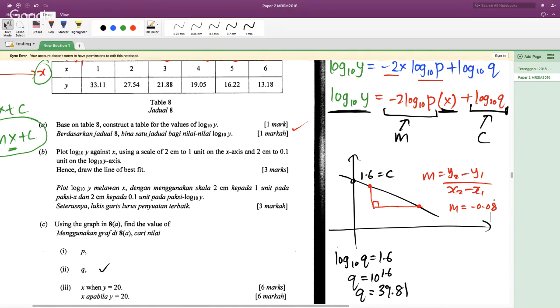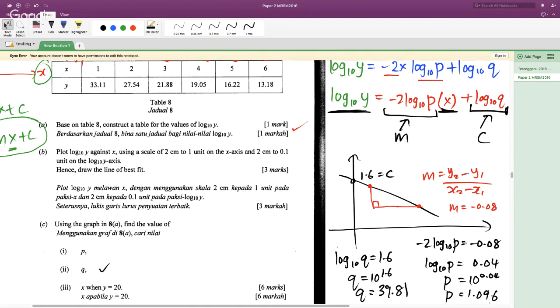So after you get the m value, you know that negative 2 log 10p equals negative 0.08. So therefore, you have to find p. So log 10p equals 0.04. So p is just 10 power of 0.04. Then you should be able to get your p. So I will say 10 power of 0.04, so you will get p equals 1.0965, or 1.10, should be enough. Yeah, this is how we solve this linear law question.